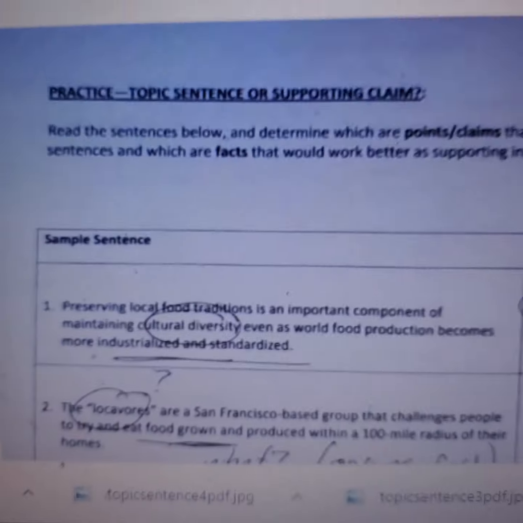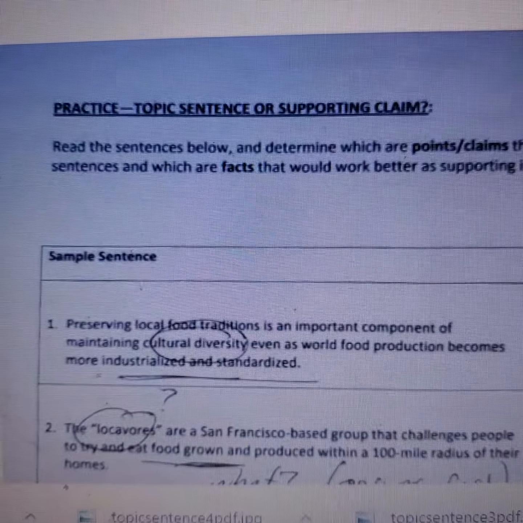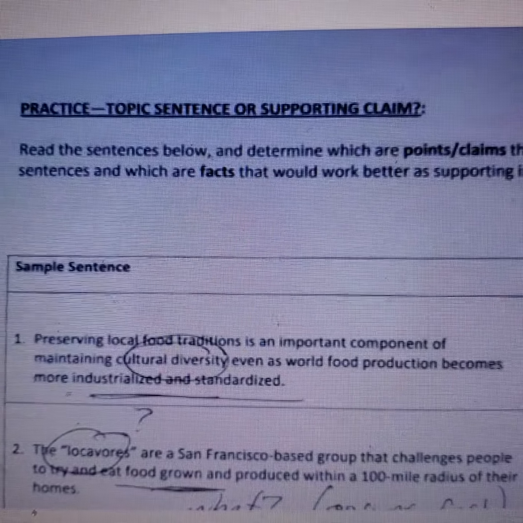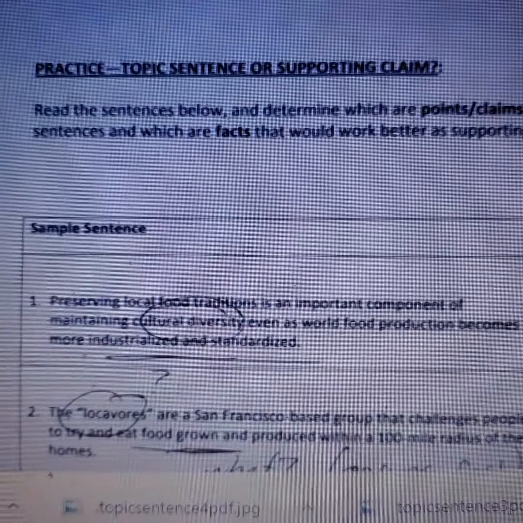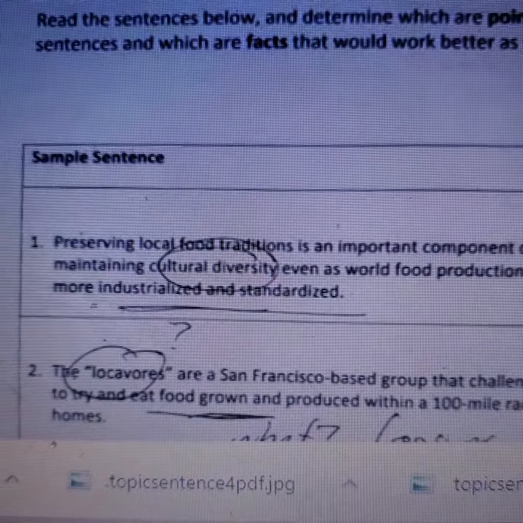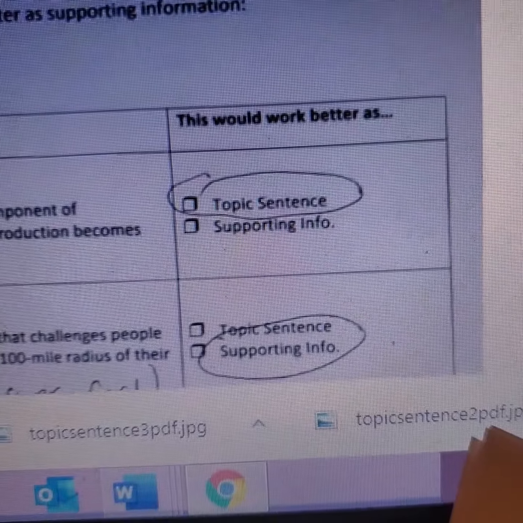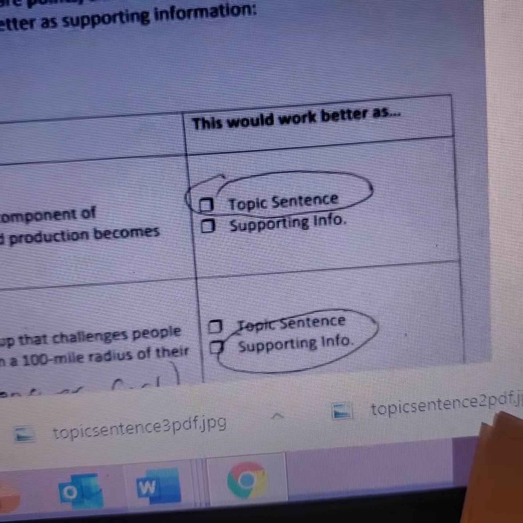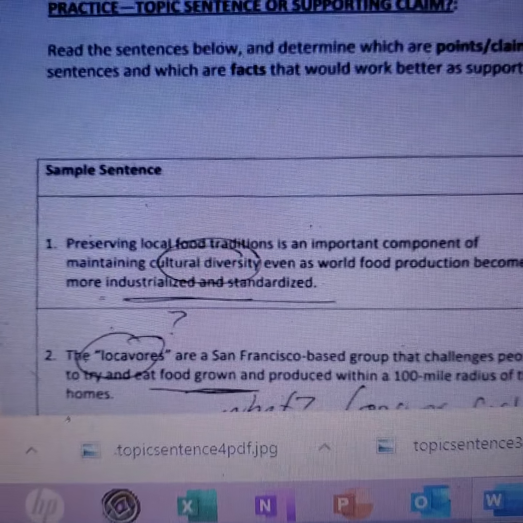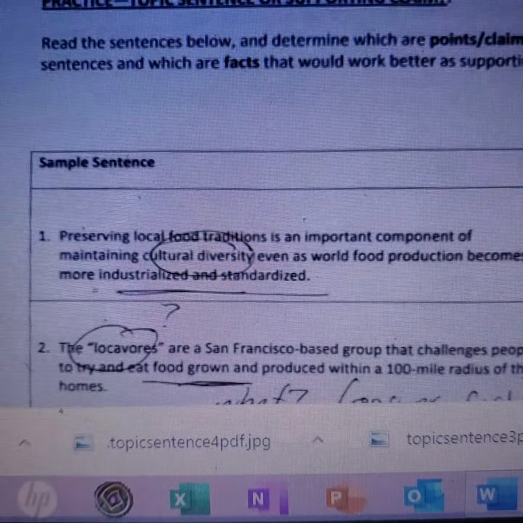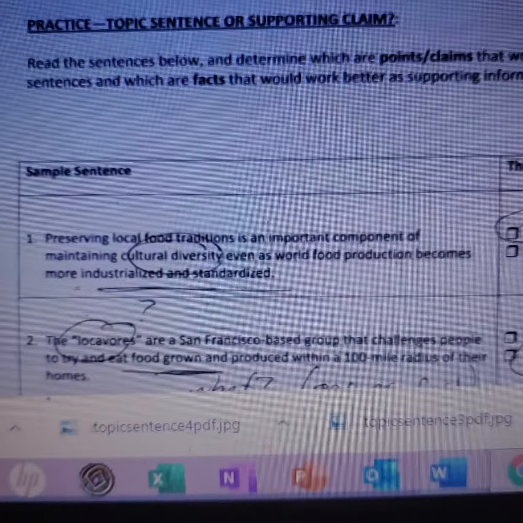So this document says practice topic sentence or supporting claim. It says read the sentences below and determine which are points and which are claims that make a good sentence. So it gives me a sentence, and then on the right side it tells me if this should be a topic sentence or supporting info. We do understand that supporting info will always give us the additional definition of what our topic sentence is. So let's have one example.